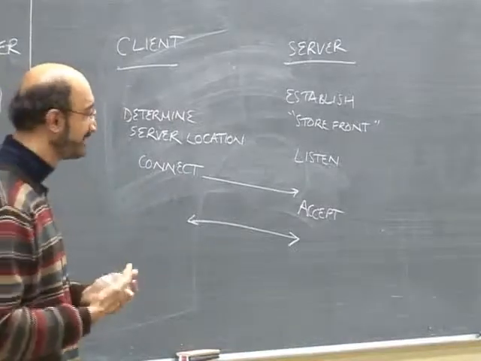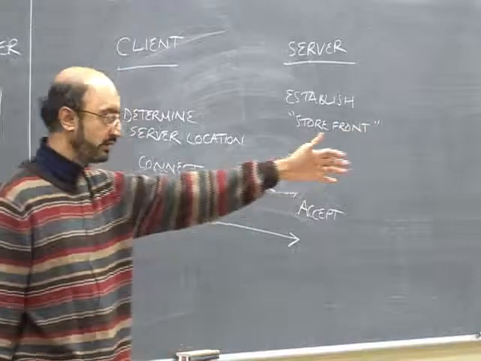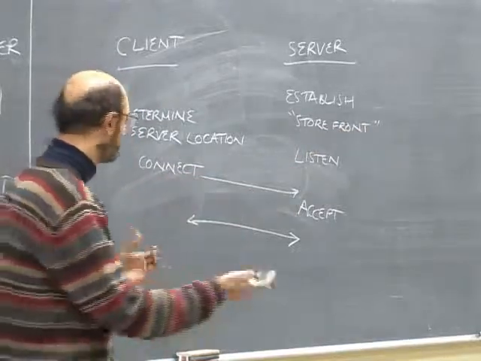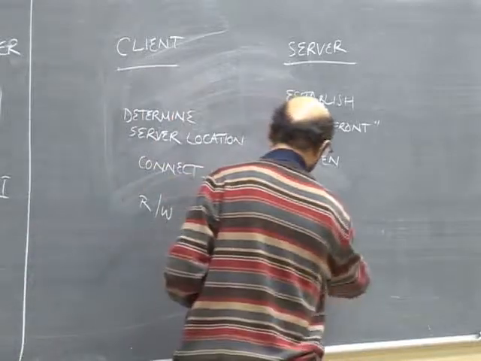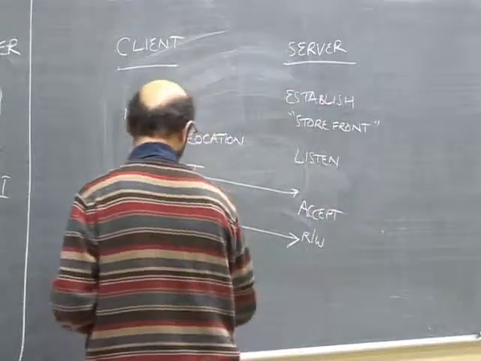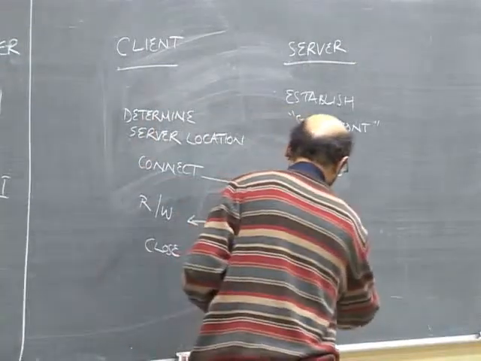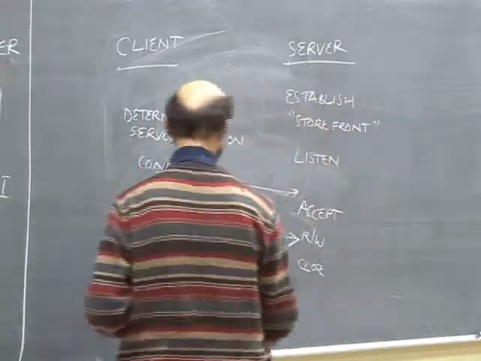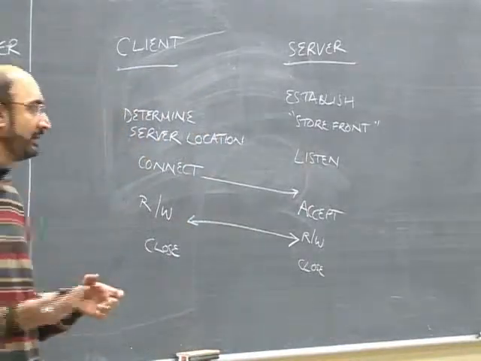Even though the client initiated the connection, both sides can actually talk to each other, and so it's a read and write, and both sides can do read and write. And at the end, either the server or the client says, okay, we're done, close. One of the two or both say close, and then the connection goes away. So this is basically how any service works.